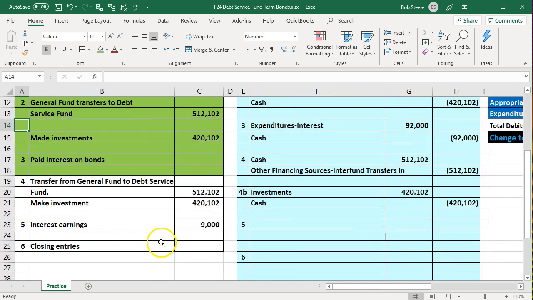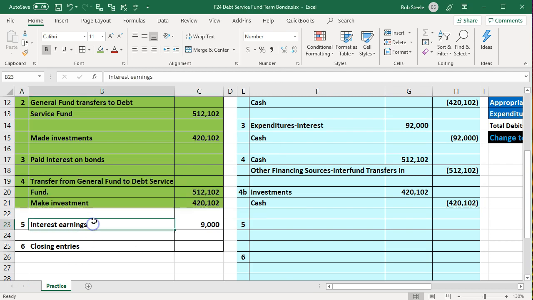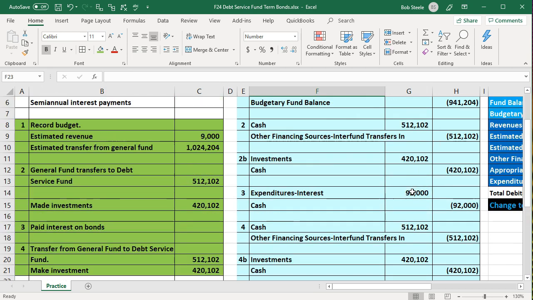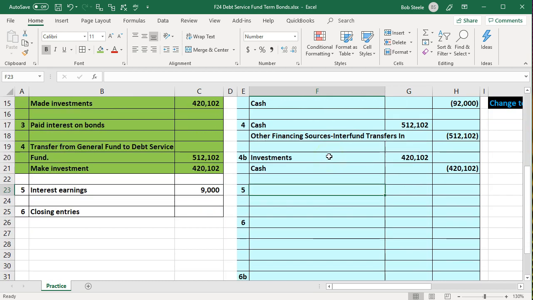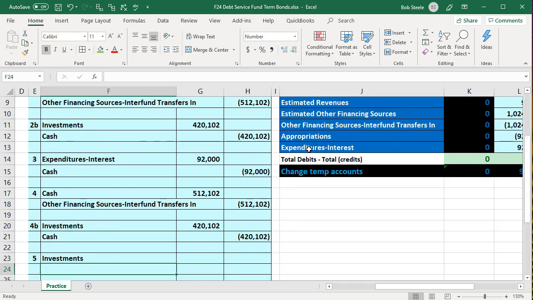Let's take a look at number 5. We're going to go ahead and make this green, indicating that it has been completed. Number 5 says that there's interest earned on our investment of the $9,000. So this money we've been putting into the investments earned $9,000, which happens to be exactly what we estimated it to earn, which is nice. So we're going to say, okay, so the investment is earning, and depending on what we're investing, if it's some kind of annuity, that could quite well be the case. So we're going to say investments are going to go up, increasing the investments.